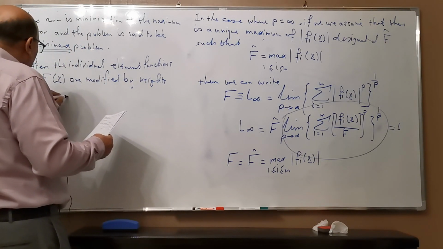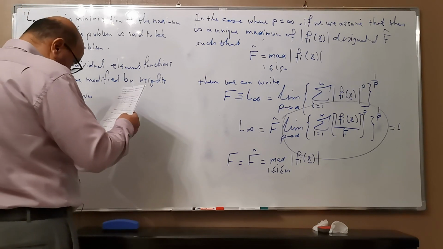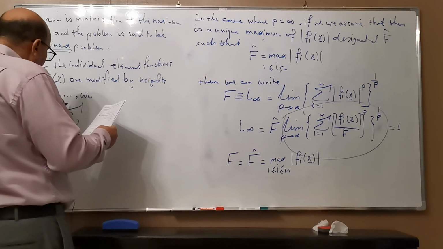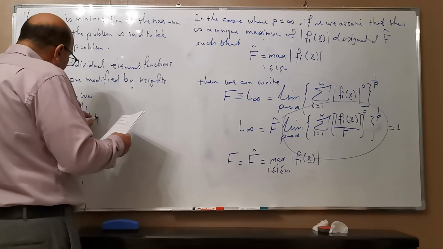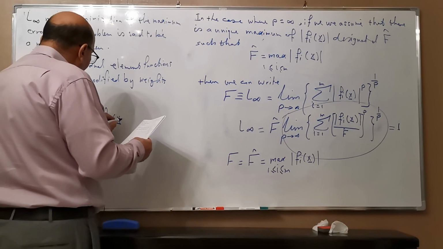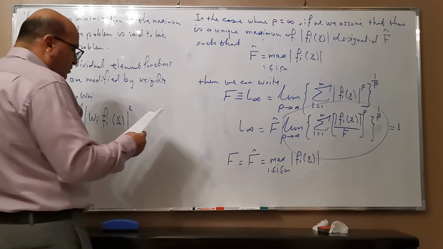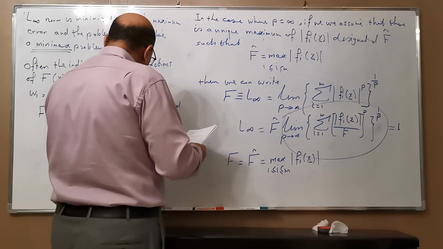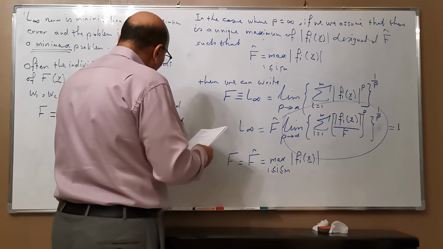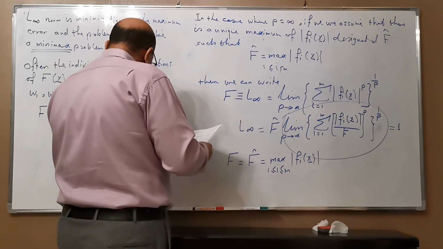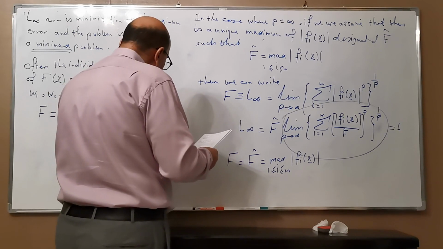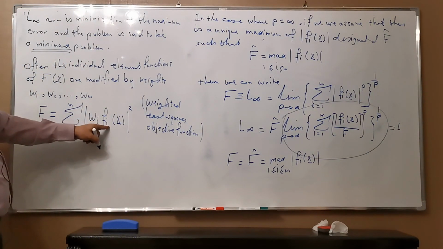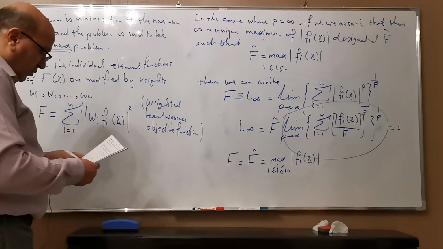W1, W2, up to W sub m. So we have f equal to the summation from i equals 1 up to m of W sub i times the magnitude of fi of x squared. This is what we call the weighted least squares objective function. We multiply each fi by this w, so we call it a weight.